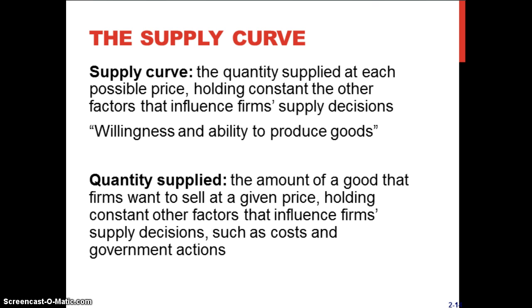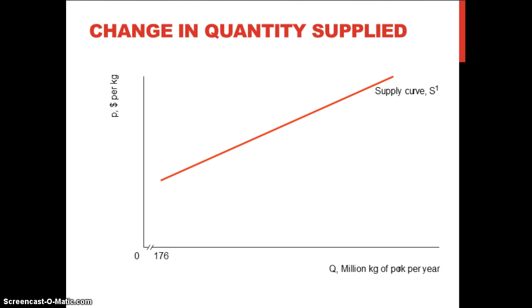The notion of the supply curve is very similar to the demand curve. The big difference is that the supply curve shows willingness and ability to produce goods rather than purchase goods. So the supply curve represents the quantity supplied by sellers at a certain price. So this is the supply curve. This is described on a coordinate graph of price and quantity of pork, and the time duration is per year.